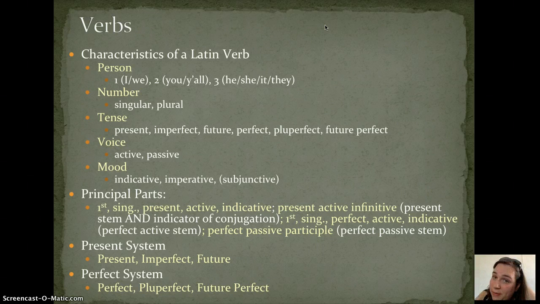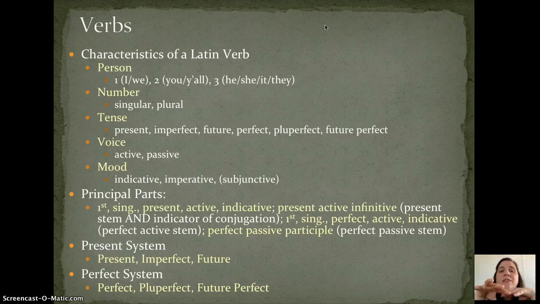Now, in addition to it being the present active infinitive, you get the present stem from the second principal part, and you can tell what conjugation the verb is in from the second principal part. The third principal part is the first person singular perfect active indicative, and you get the perfect active stem from it. And then the fourth principal part is the perfect passive participle, and we need that in order to form the perfect passive, pluperfect passive, and future perfect passive indicative, and subjunctive for that matter.